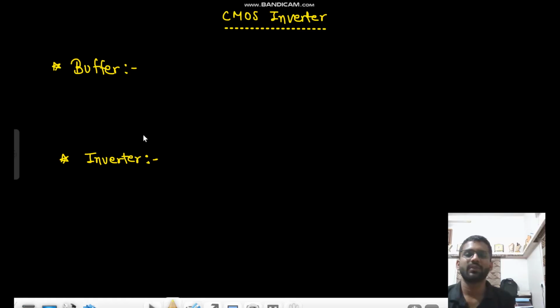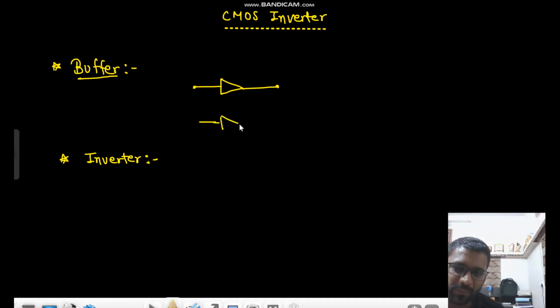Now first we will see what is a buffer and what is an inverter. What is the main difference between those two? Let us assume this is a buffer. This is how we make a buffer. In case of a buffer, if you give a high input, you will get a high output. And if you give a low input, you will get a low output. This is what a buffer is.